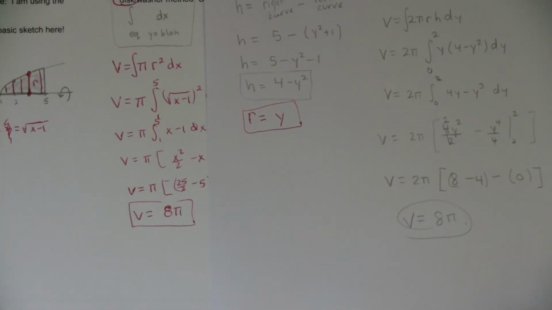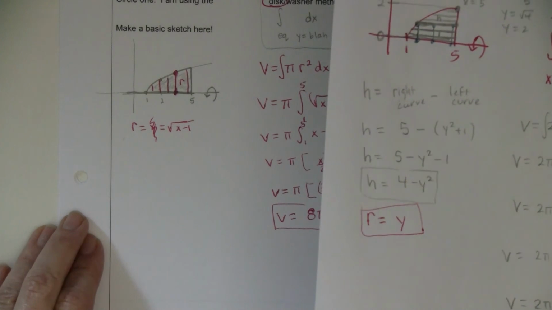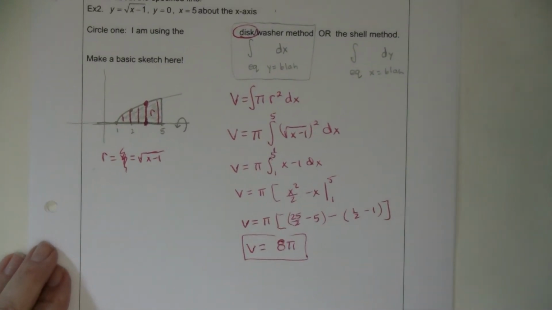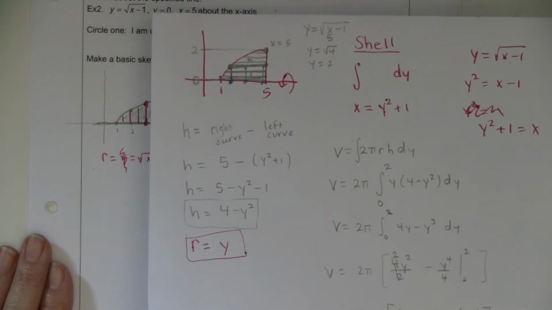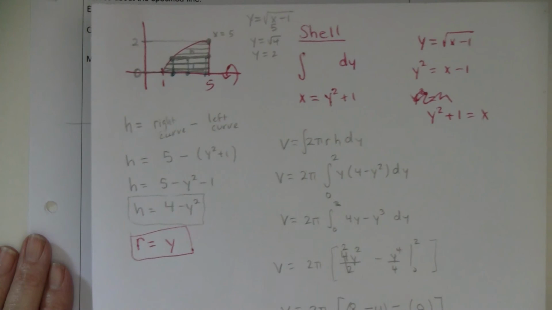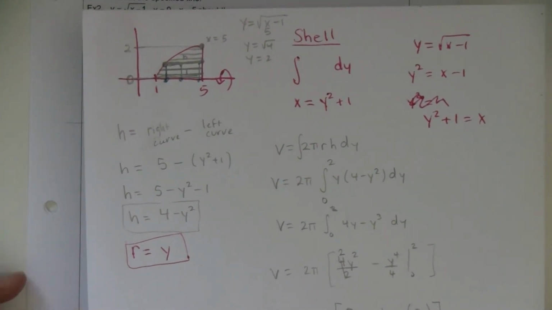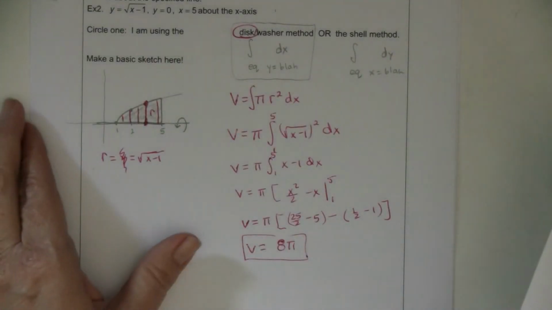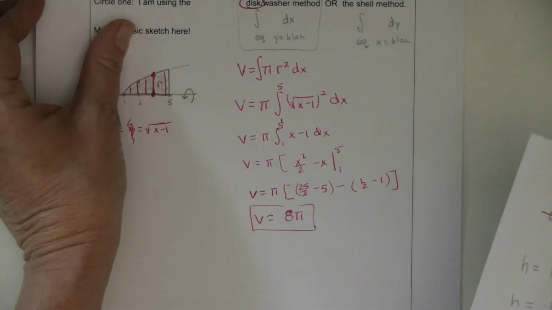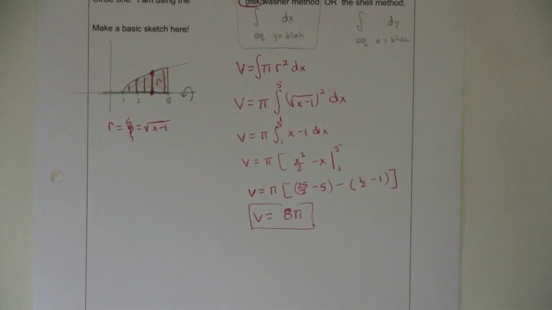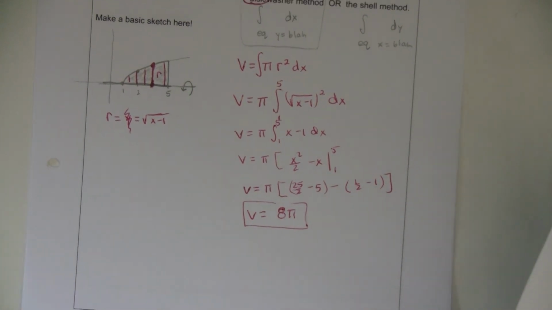So you can see them both, and both are good methods. You might say that on this one the disc was easier, and the shell was maybe a little bit harder or whatever have you. There's times when one way is a tiny bit easier than the other way, and so it's experience that gets you to know which one. But we could have used either.